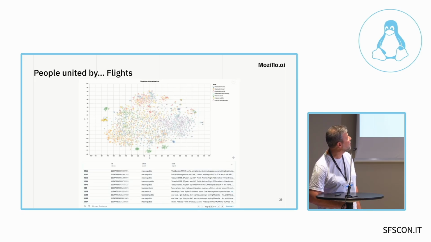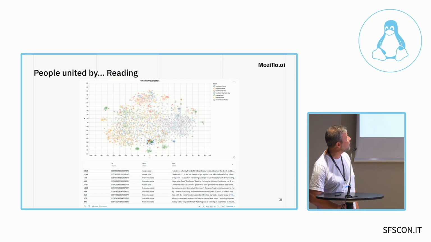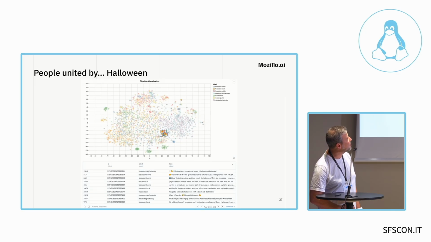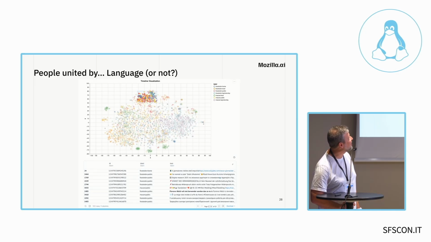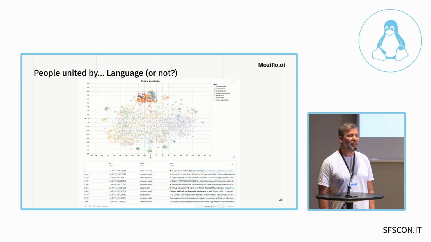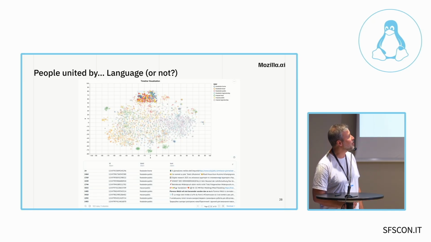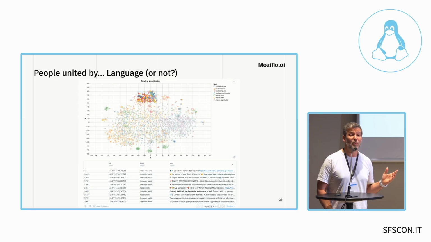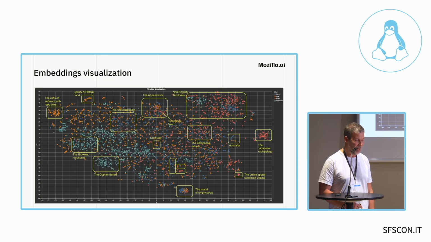This is people united by information about flights, airplanes. This is reading everything about books. This is Halloween, I did it last week. And this is languages, people united by not speaking English. So everything which was not English falls here. It's a limit of this model, and you can see it immediately, which I believe is very useful for people who want to build an application with that.